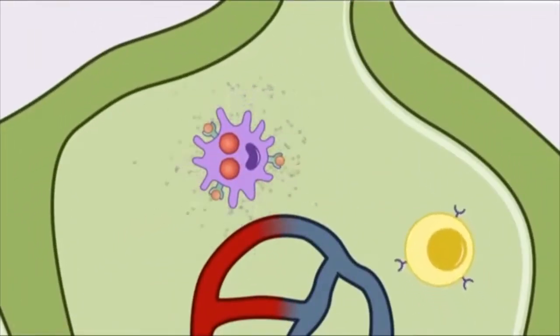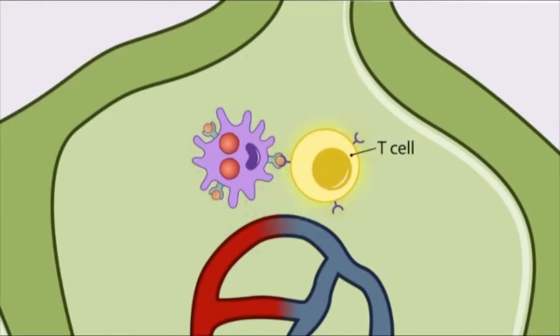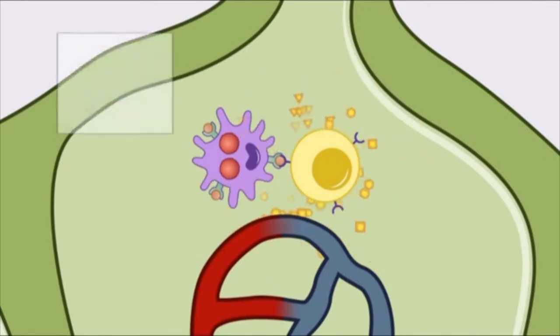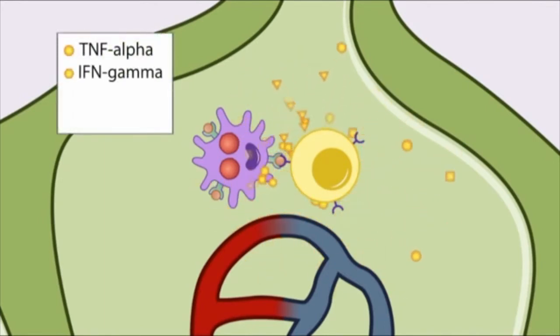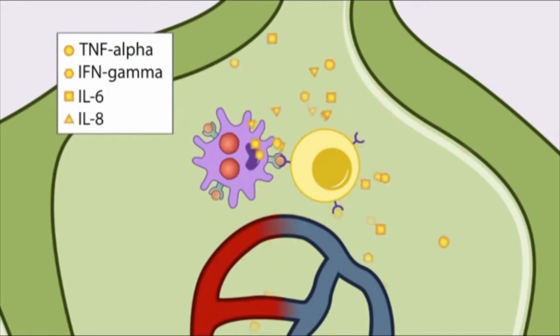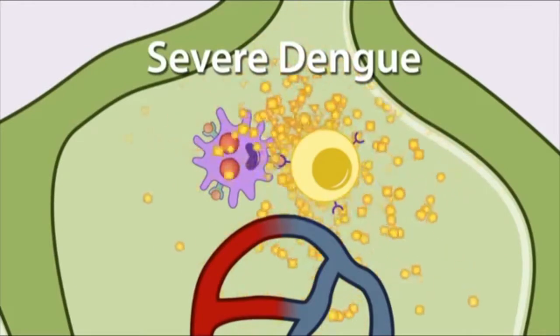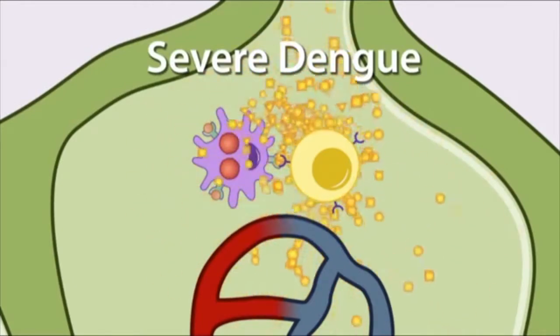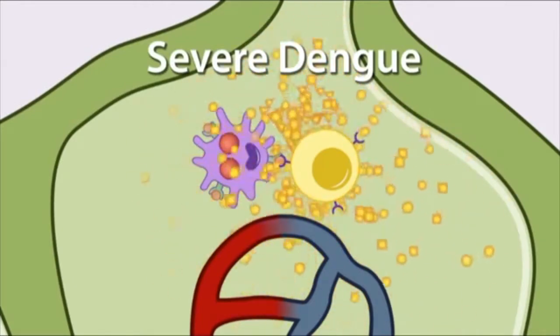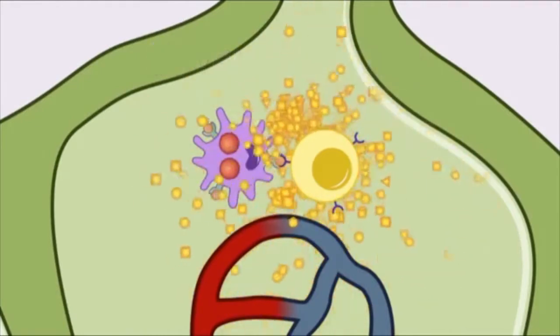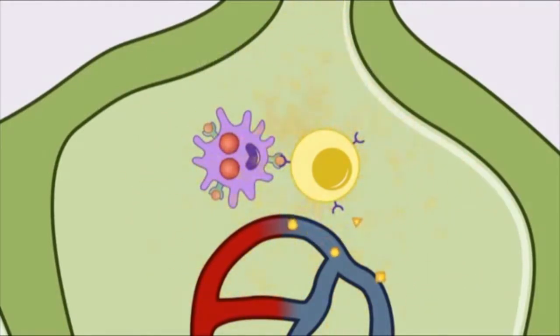In a patient with dengue, these activated T cells react and secrete pro-inflammatory molecules such as TNF alpha, interferon gamma, interleukin 6, and interleukin 8. In a patient with severe dengue, the production of pro-inflammatory molecules is significantly higher than in a patient with dengue. When these molecules enter the bloodstream, they help eliminate the virus and might also play a role in plasma leakage.